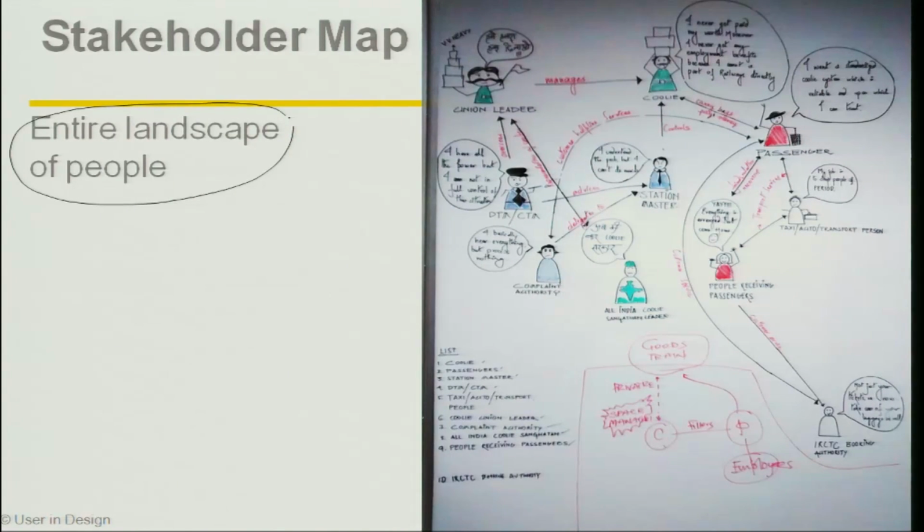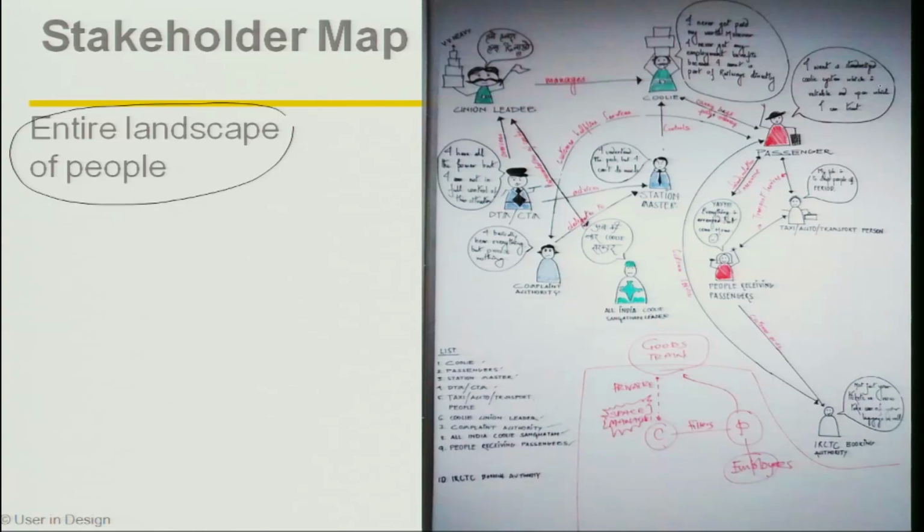So, taking that as a problem and looking at all the different characters, the different people involved, we first made that list, right? So there's the passenger, there's the people receiving the passenger, there's the leader of the coolie union, there's the complaint authority person, there's the station master, there's the coolie, of course, the union leader, the divisional traffic manager, etc., right? So these are all the people. And then what do we do? We try and envision what they may be saying, right?